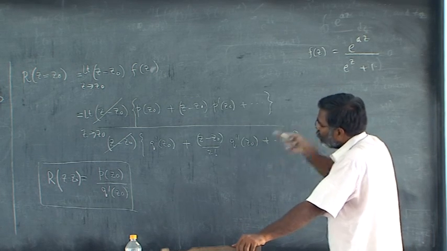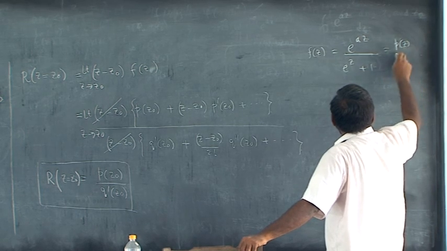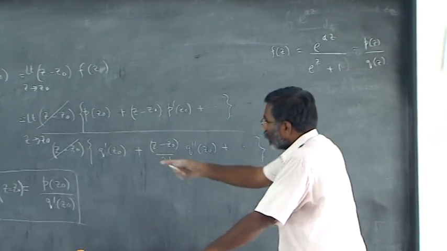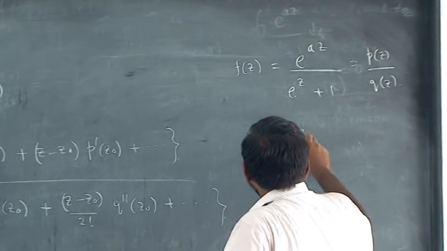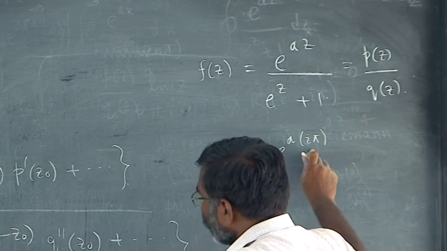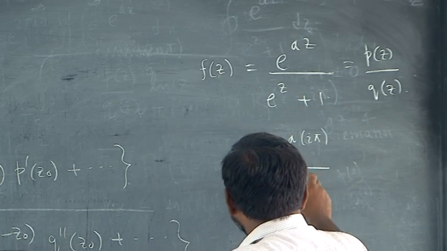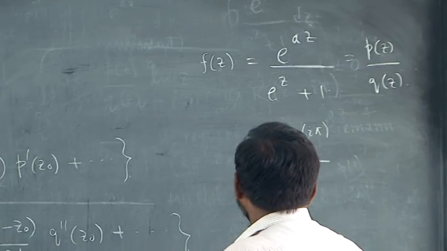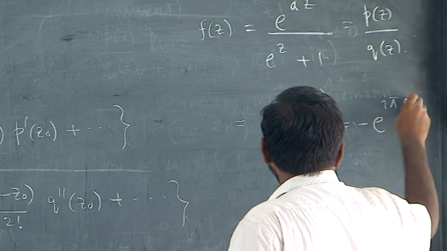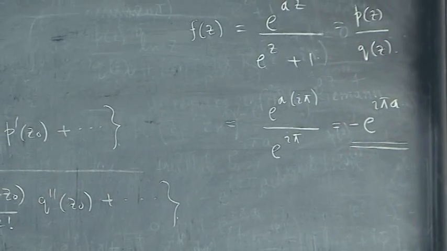But if you use this, if this is your p of z and this is your q of z, then according to that, you can write this as e power a i pi, that is p of z naught, divided by the derivative of this, which is e power z, e to the power i pi. e to the i pi is minus 1, so it is minus e to the i pi. So you can get this directly from this general result.